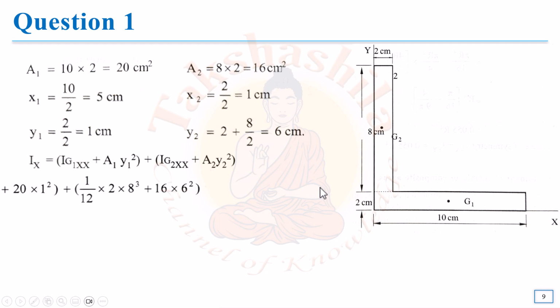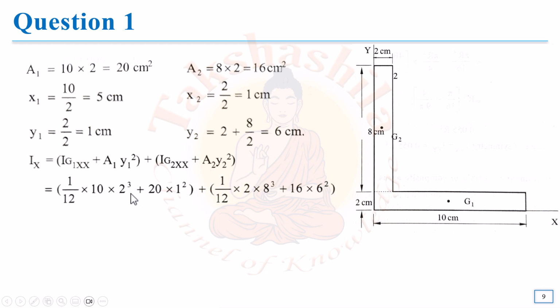Now let us substitute the values. So you can see 10 into 2 cube by 12, that is b d cube by 12, plus area into y1 square, or h1 square. Similarly, for the second contribution, 2 into 8 cube by 12 plus area into 6 square. 6 is the y2 value. So we have transferred the moment of inertia from both the shapes.